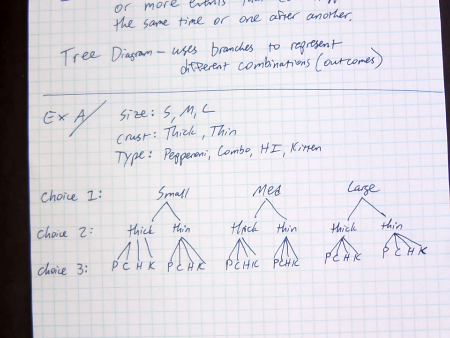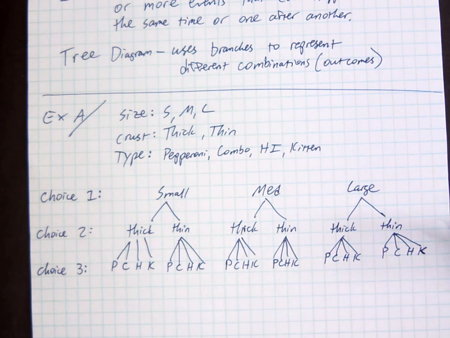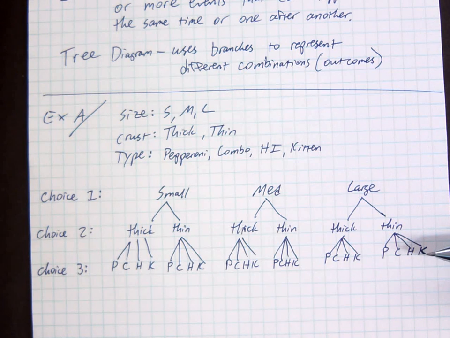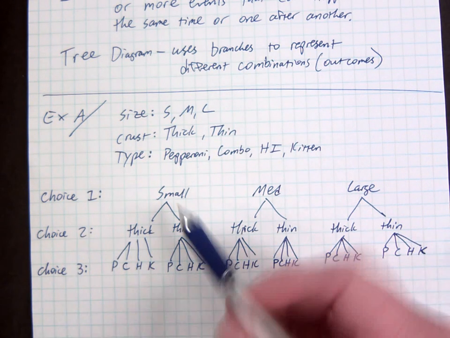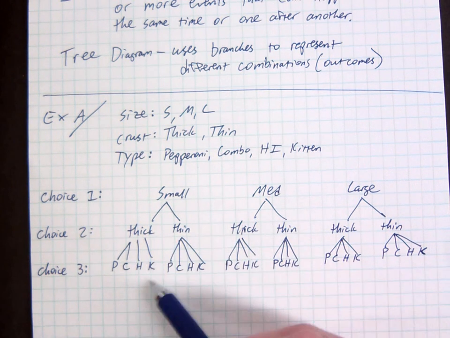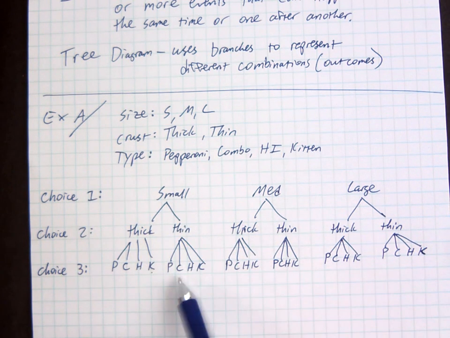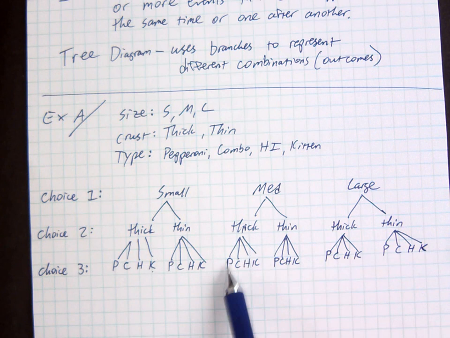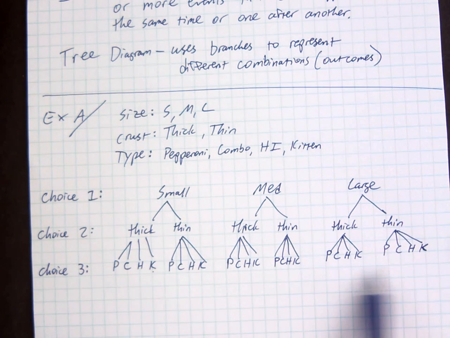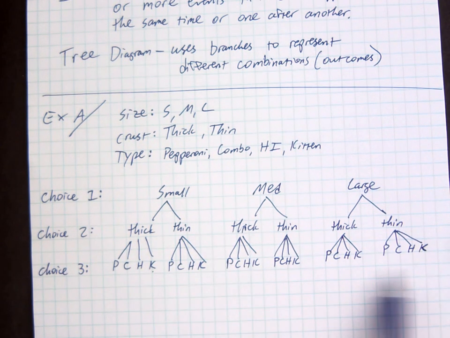So that represents all three of the choices that we had in building our pizza when we go to buy one. First, we choose the size, then the type of crust, and then the toppings, right? Now, if we want to know how many outcomes in total there are, we can just count the end states. So this would be a small, thick crust kitten pizza, and this would be a small, thin crust combo pizza, and a medium, thick crust pepperoni, and so forth. The ends of the branches represent the number of unique combinations that you have.